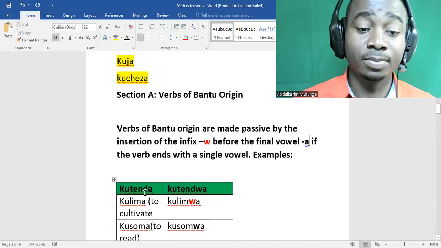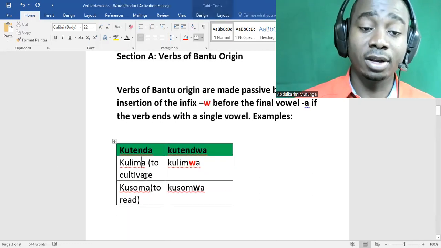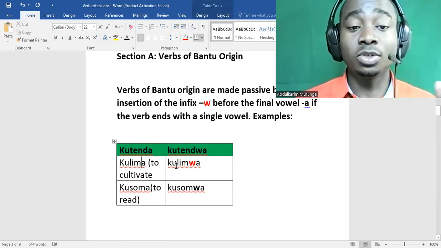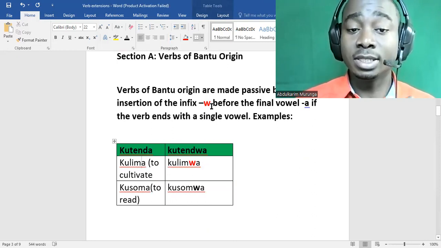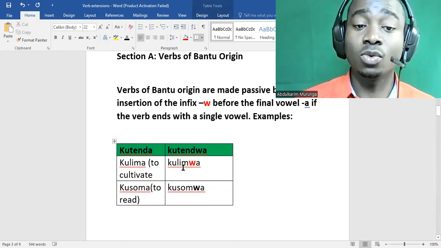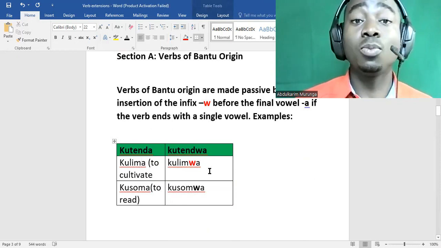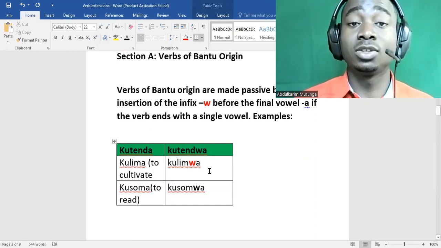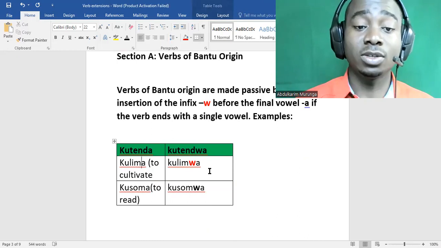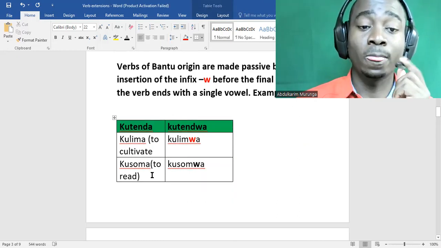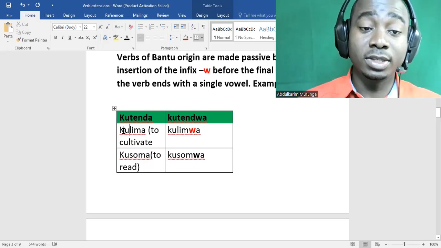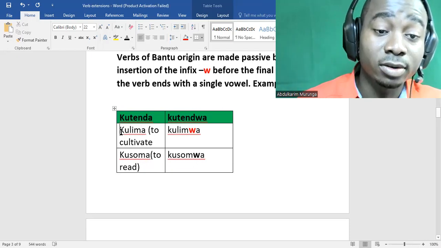We have this. It's ending with a single vowel here. Kulima, it's to cultivate, you know, kulima. What we do here, we insert this W before this final vowel here. So we say kulimwa, which means to be cultivated. To cultivate and to be cultivated. An example in the sentences, we'll read them just below. The next one is kusoma. Kusoma, so this I can put as 1.